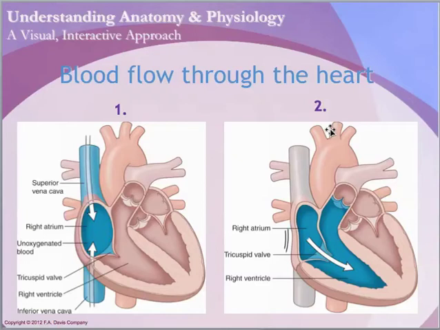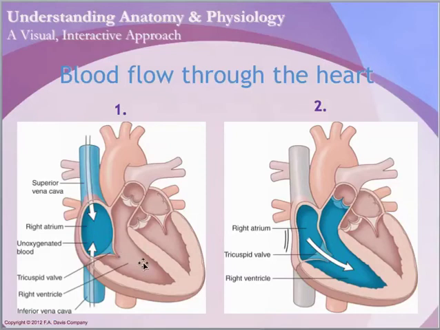Once the right atrium is full, it contracts. This forces the tricuspid valve open, and blood flows into the right ventricle. When the right ventricle is full, the tricuspid valve snaps closed to prevent blood from flowing backward into the atrium. Okay, so we get the atrium filling, pushes this valve open, blood goes into the ventricles.